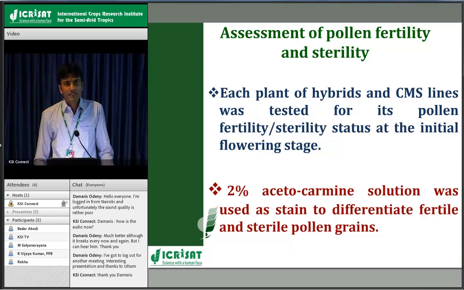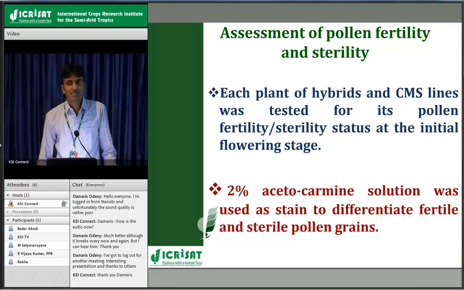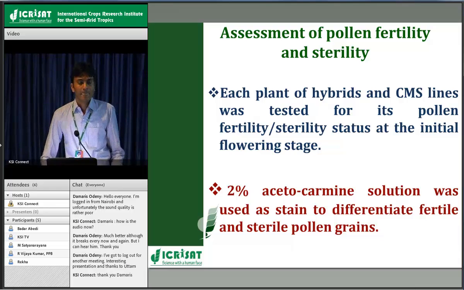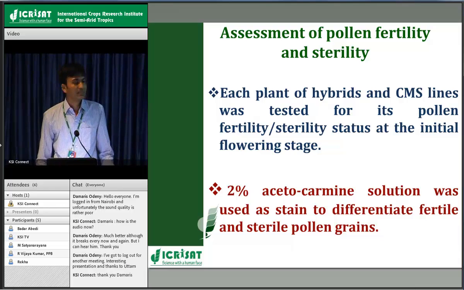Assessment of pollen fertility status in hybrids. To examine the pollen fertility status, each plant of hybrids and CMS lines was tested for its pollen fertility with 2% acetocarmine solution on a glass slide and examined under a light microscope, and the fertile and sterile pollens were counted and the percent was calculated.